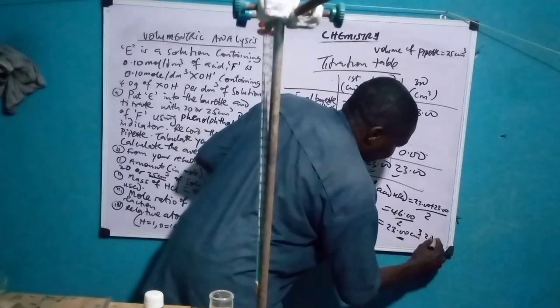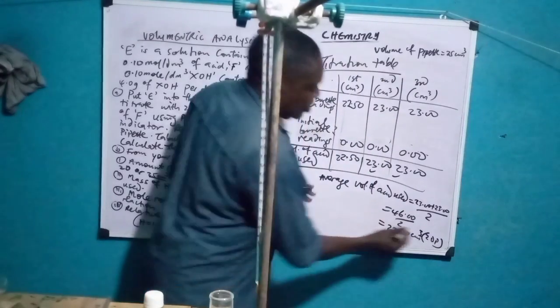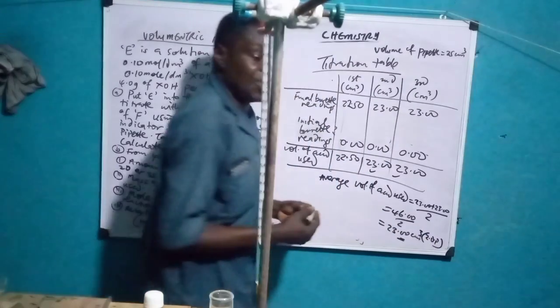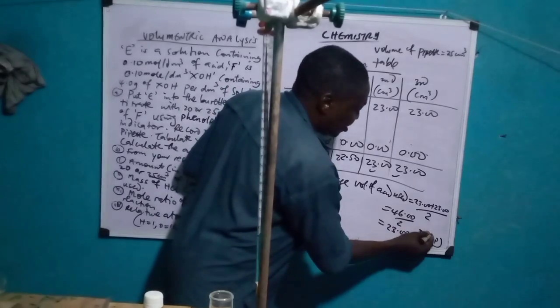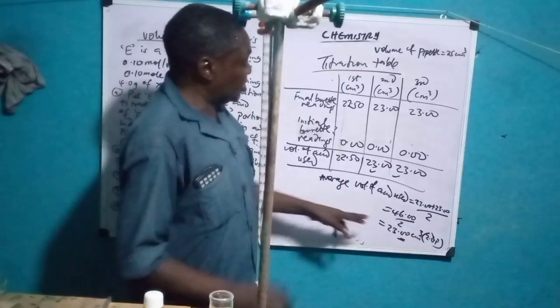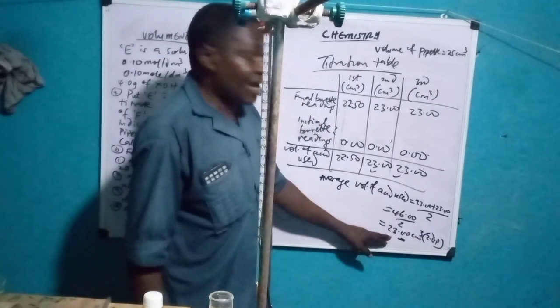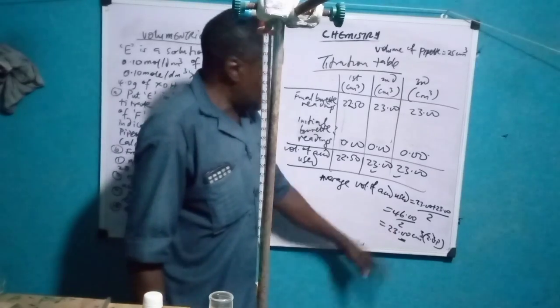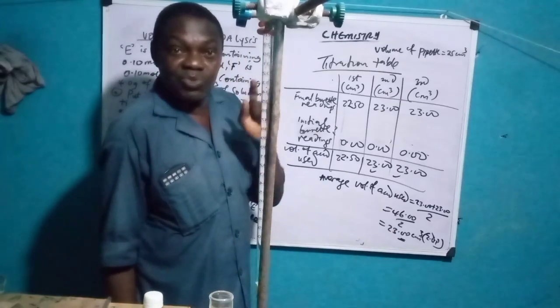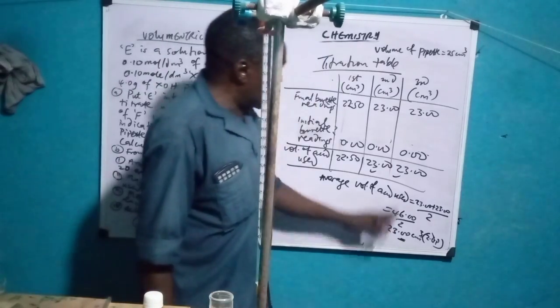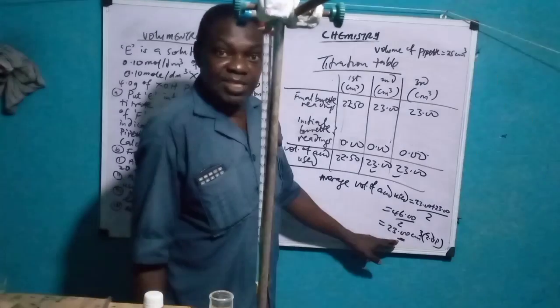Always ensure that your volume is correct to 2 decimal places for this average volume of acid. From now, it's 3 significant figures. Don't forget that, till you get to this average, it is 2 decimal places.